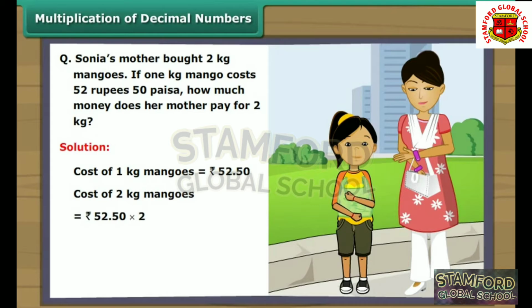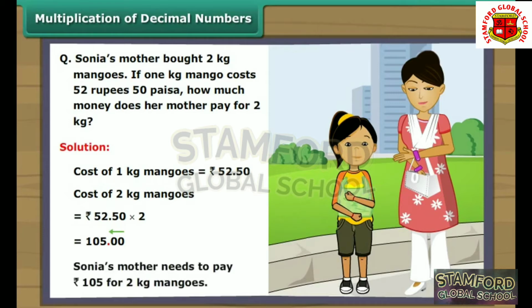Multiplying the numbers, we get 10,500. Adding decimal point after 2 digits from the right side, we get 105. Thus, Sonia's mother needs to pay 105 rupees for 2 kg mangoes.